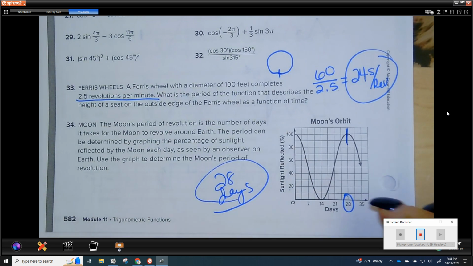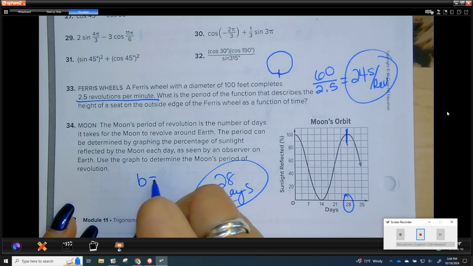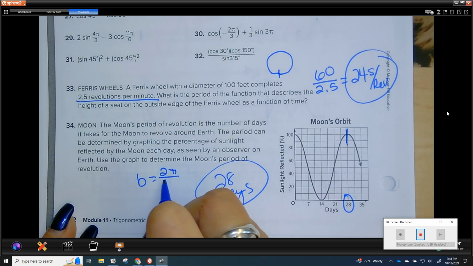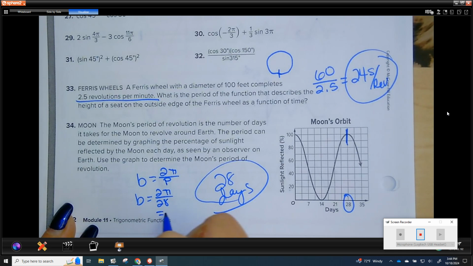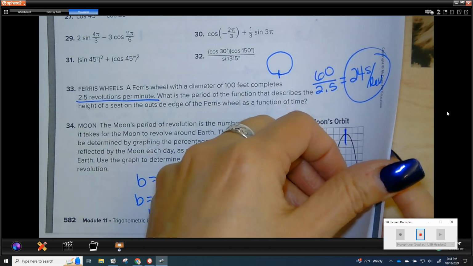That's how long it takes the moon to do one period. Okay? One period, which is different than B. B is saying how many cycles does it do in 2 pi. So if this is period, B is 2 pi over period. So B is 2 pi over 28, which is pi over 14. Okay, if we had to do the graph, that would be pi over 14.